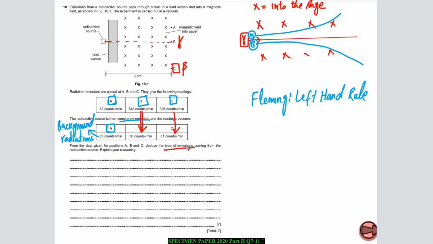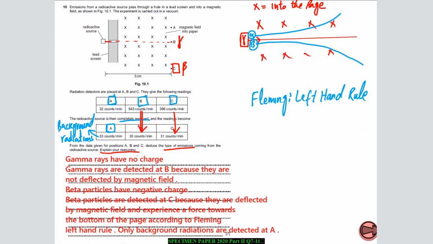So we have to first of all deduce the type of radiations, and then we have to explain our reasoning. Our reasoning will be based on Fleming's left-hand rule and charged particles in a magnetic field. So here is how we can write our final answer. Gamma rays, as they don't have charge, just go in a straight line. Gamma rays are detected at B, as I explained before, because they are not deflected by the magnetic field.